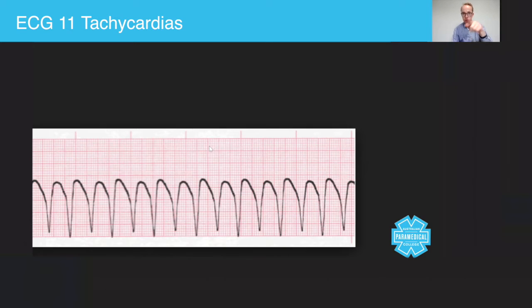So there is not your typical QRS complex, but instead you've got these broad, bizarre QRSs. And at least on this rhythm here, you can see that it's regular. It's a pattern. It's very fast. It's a pattern, but unfortunately, it's not sustainable with life. So that's the three tachycardias.